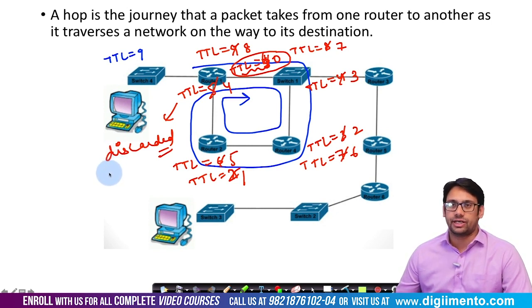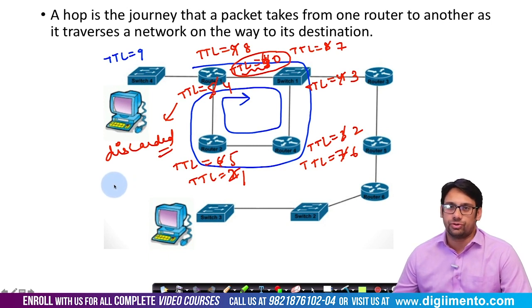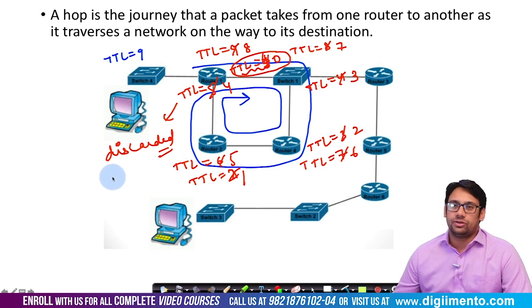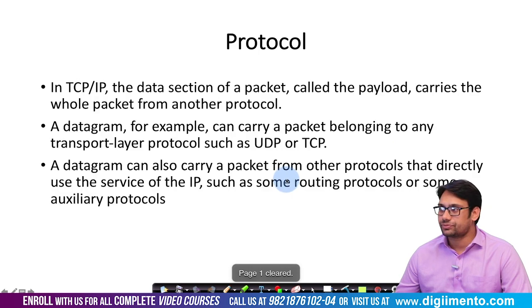So this way you can use the TTL field to make sure that any packet in the network is not stuck in an infinite loop. At least if the packet is not getting delivered to the destination, it can be removed from the network. You have to remove that packet from the network, and that is why we use this TTL field, that is the time to live field.